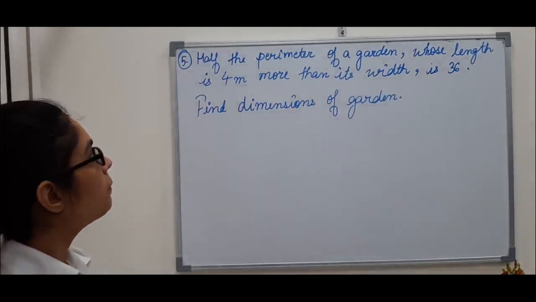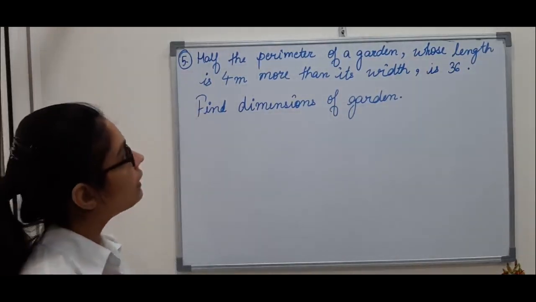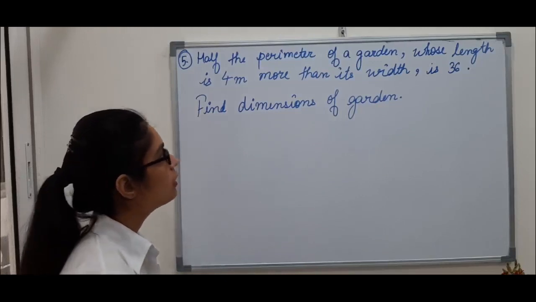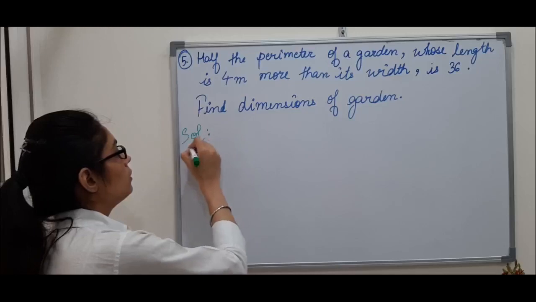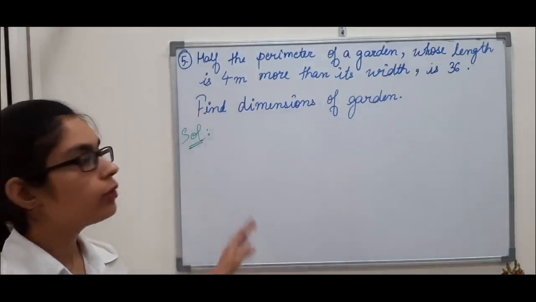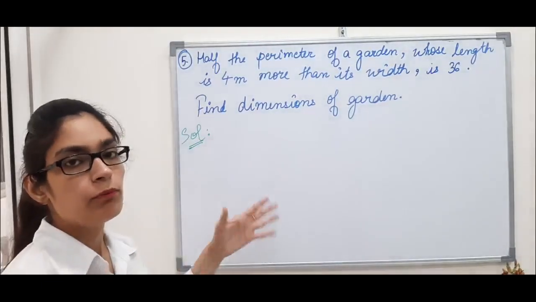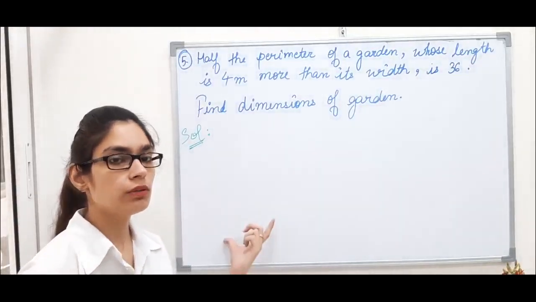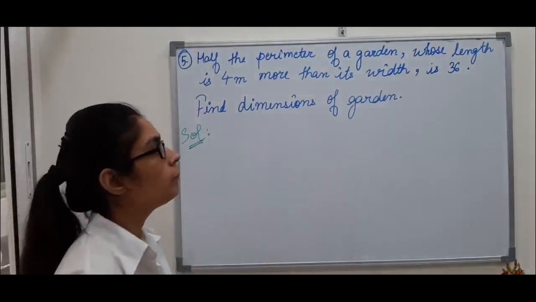Our fifth sum is: half the perimeter of a garden whose length is 4 more than its width is 36. Find the dimensions of the garden. So we have to find the dimensions of the garden. Since we are finding the solutions graphically, we have to plot a graph first. We will get some unique solution, and that solution will be the dimensions of the garden.